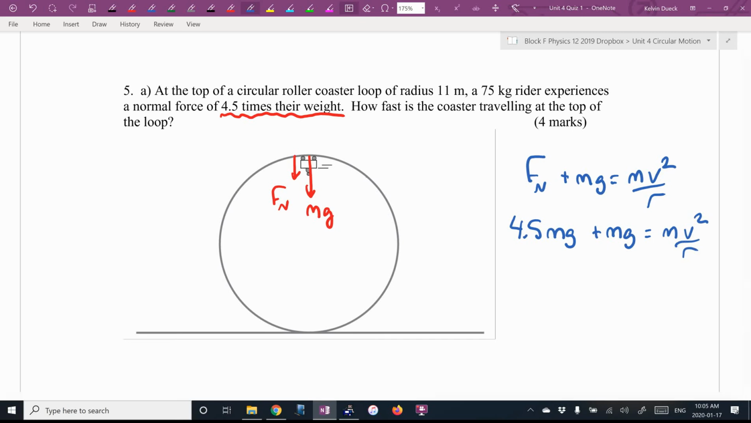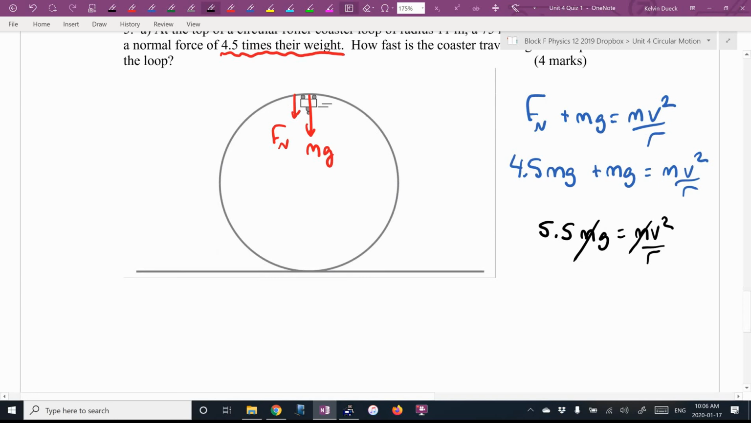You could cancel out the m's right now. Before I noticed that there were m's and everything, I noticed that these were like terms. I said, you know what 4.5 mg's plus 1 mg is? This is actually 5.5 mg's equals mv squared over r. Then I said I'm going to times the r over, and I'm going to get a square root of gr with some other stuff, but there's my old familiar friend letting me know that I'm probably doing this right. v is going to be the square root of 5.5 gr.